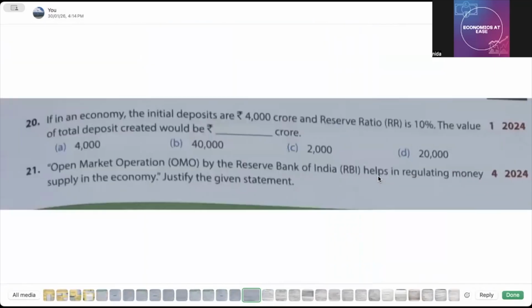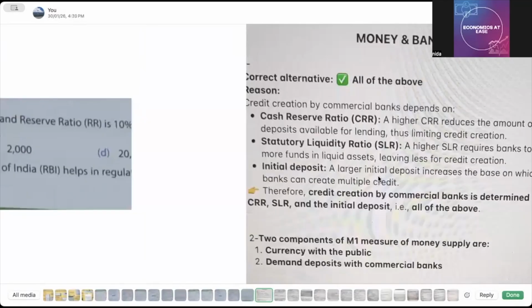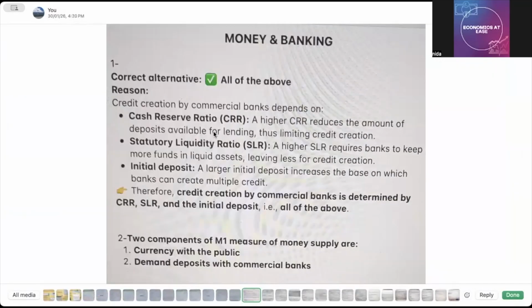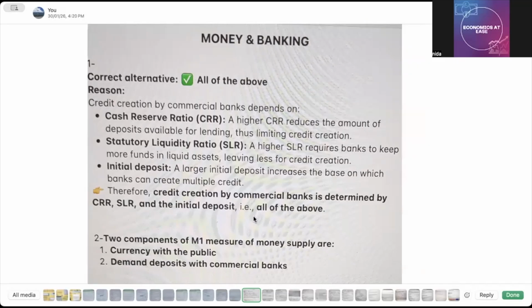Now here comes the most interesting part, that you're getting the answer key, answers of all the questions one by one. So the first question was cash reserve ratio. That is the correct alternative, that is all of the above. All of the above was the answer. Then the reason is also being given. Then two components of measure M1 are currency with public and demand deposits with commercial banks, right?